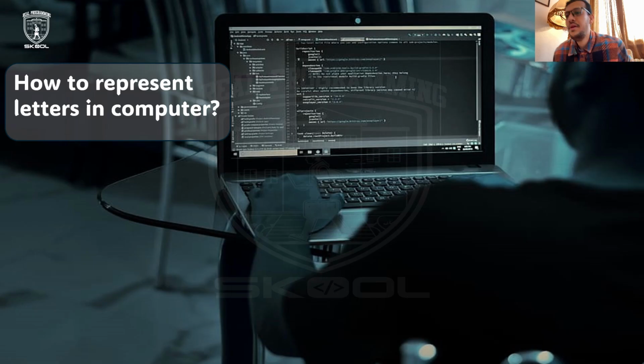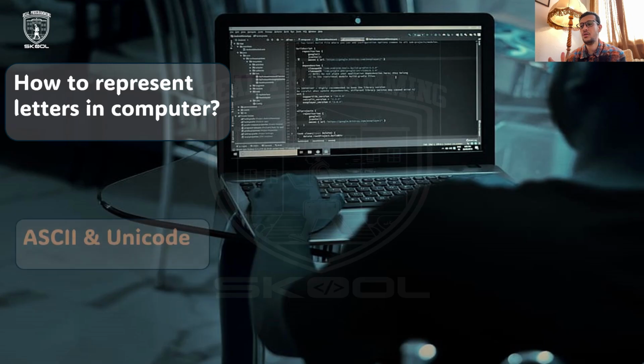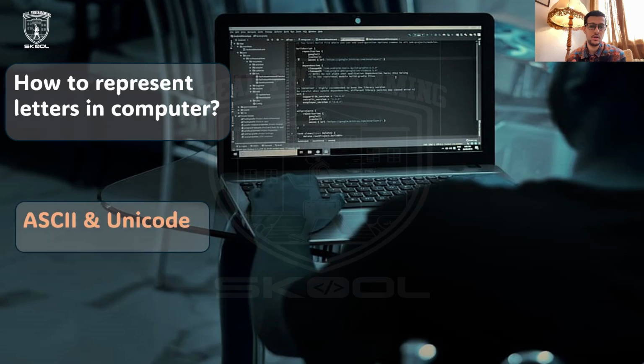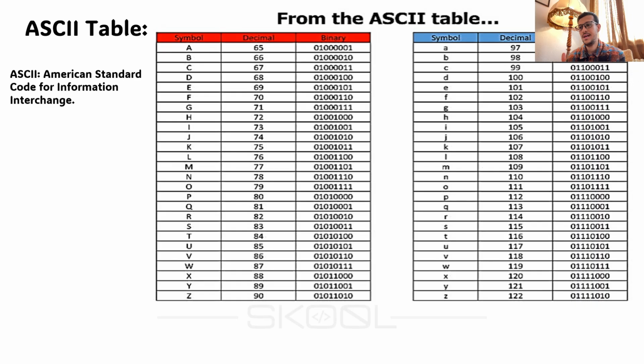All right, we represent numbers in binary, but how do we represent letters in the computer? How do we represent letters like A, B, C? There is something called the ASCII table and the Unicode table. First, we'll start with the ASCII table. ASCII stands for American Standard Code for Information Interchange, which means, as you see here, letter A is represented as 65, B is represented as 66, Z is represented as 90.